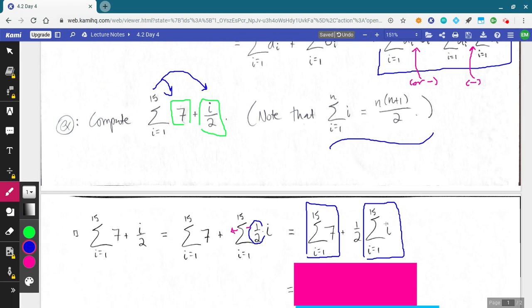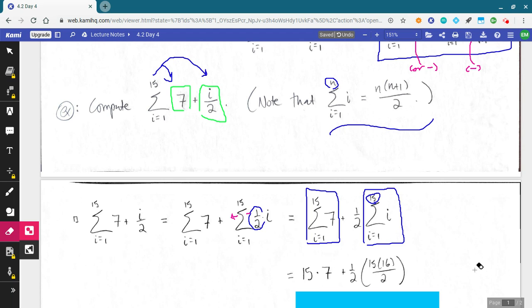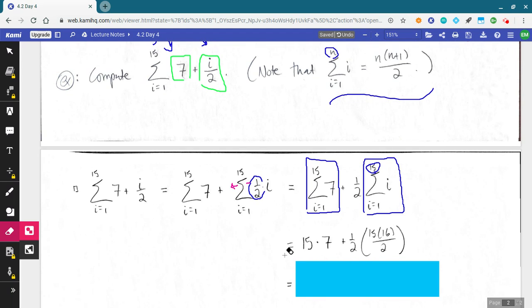And over here, the sum of i, right? We just need to know the n that we're stopping at to use this formula. And for us, that's going to be 15. So this is going to be able to be swapped out with 15 times 15 plus 1 over 2. So we get the following. So 15 times 7 plus a half, 15 times 16 over 2. And we can work this out.